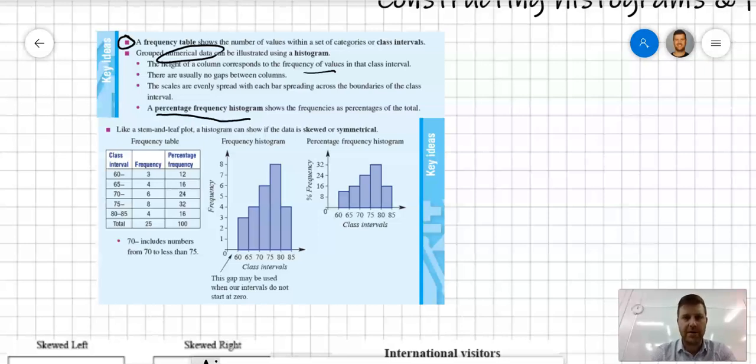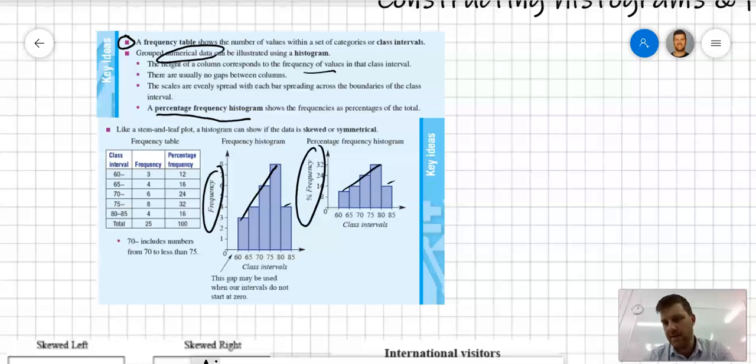The other type of histogram you can show is a percentage frequency histogram. Basically, rather than just showing the frequency on the y-axis, you've got the percentage frequency on the y-axis. But you can see that the histograms basically look the same shape anyway. Basically, the frequency will correspond with the percentage frequency anyway.